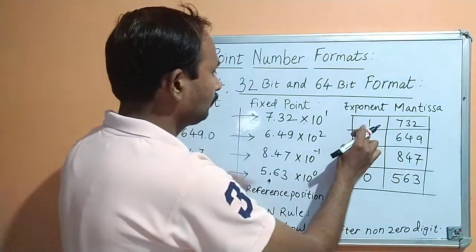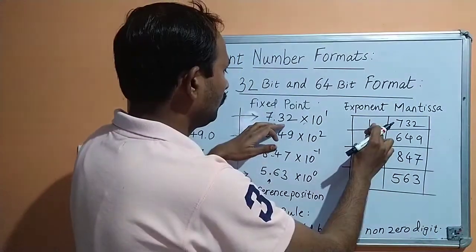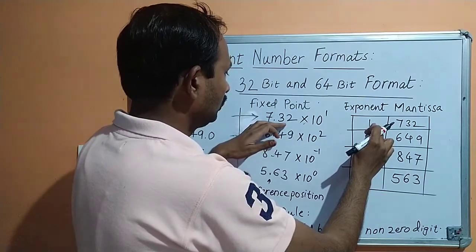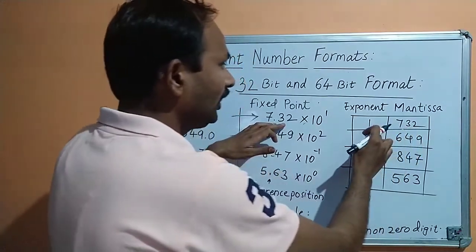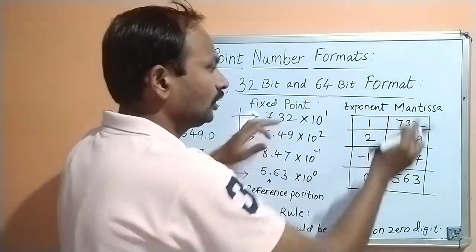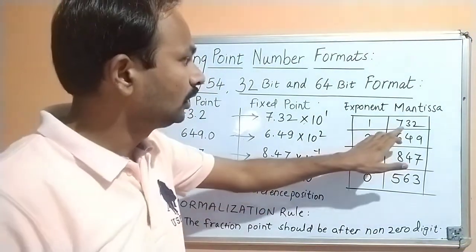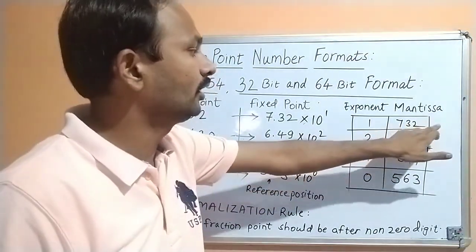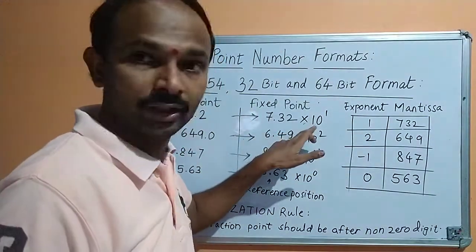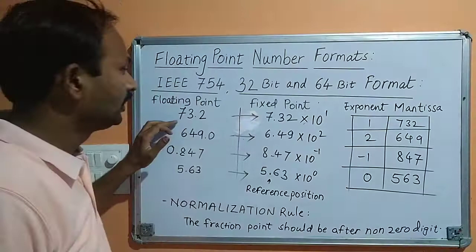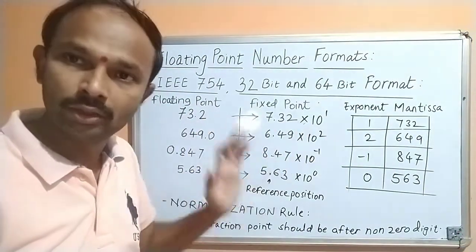So see, exponent is 1, the numerical value is 732. So if exponent is 1 and the value is 732, it will be understood by the computer system that it is 7.32 into 10 raised to 1. 7.32 into 10 raised to 1. So the value will be 73.2. The actual value will be 73.2.